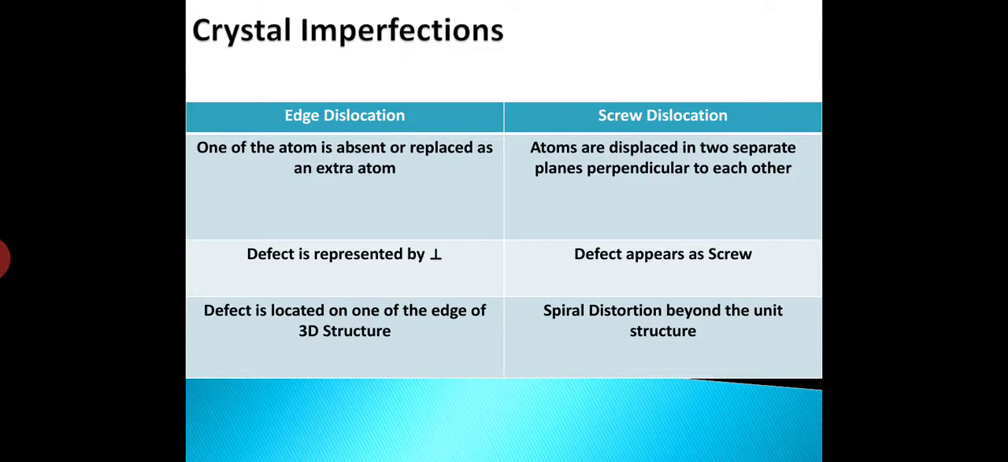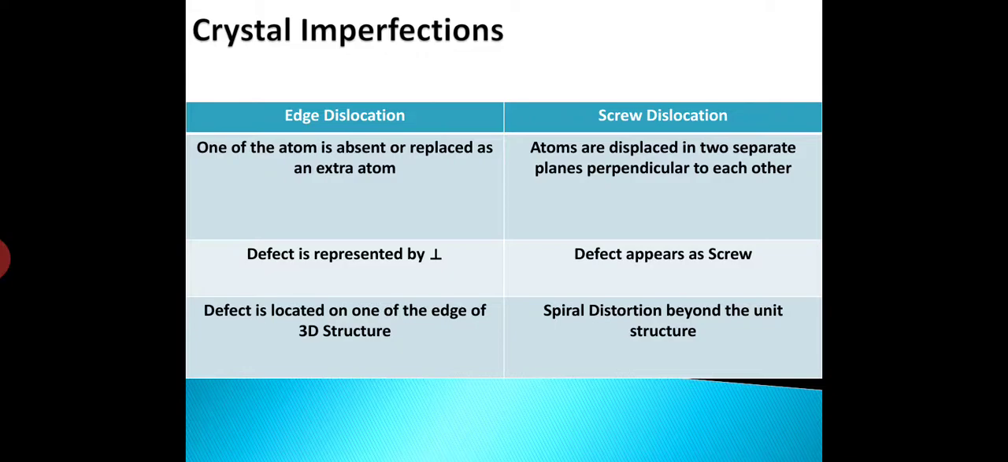In edge dislocation, the defect is represented by a reverse T, while the defect appears as a screw in screw dislocation, or we can say that a screw is a rotating object, so the defect for screw dislocation is represented by clockwise or anti-clockwise direction. Similarly, edge dislocation is also shown by positive and negative edge dislocation, where reverse T and general T are used, while screw dislocation is given by clockwise and anti-clockwise rotation.